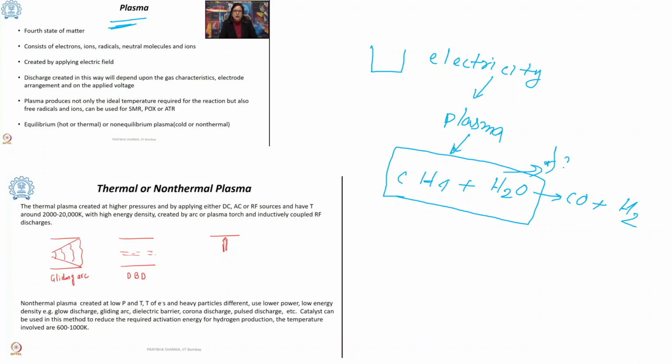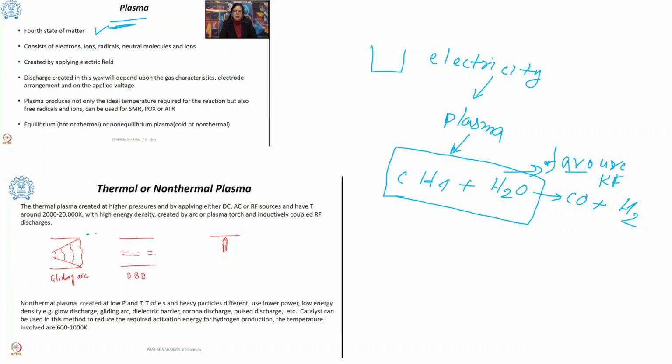Okay, favorable kinetics. Actually, what is the plasma? Plasma is the fourth state of matter. How will the plasma be generated?